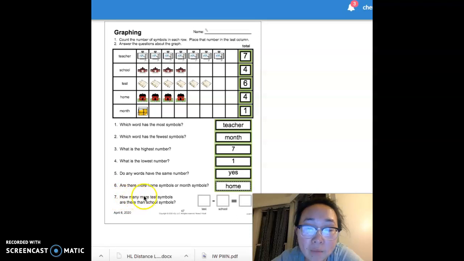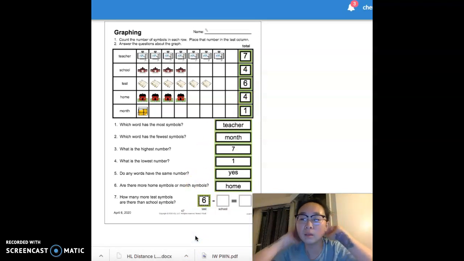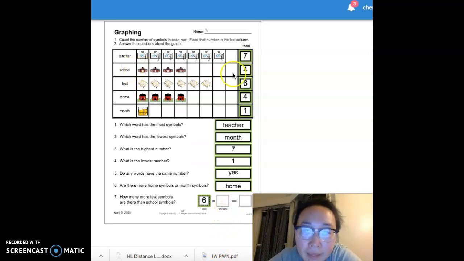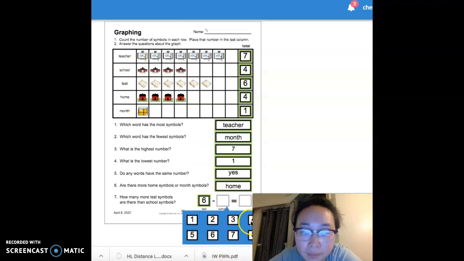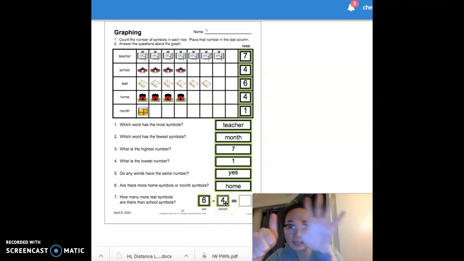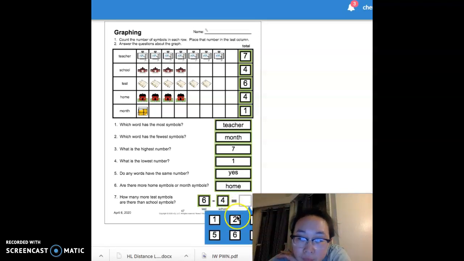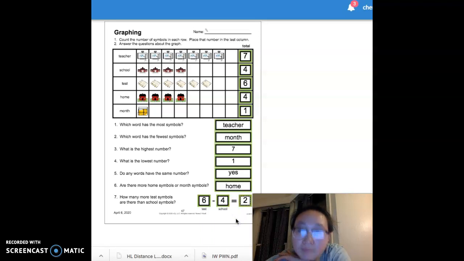Number 7 asks, how many more test symbols are there than school symbols? So this is test and this is school. For test, we're going to put test has 6. School here has 4. So 6 minus 4. We have 6. We're going to subtract 4. 1, 2, 3, 4. And we have how many left? 1, 2. There you go.